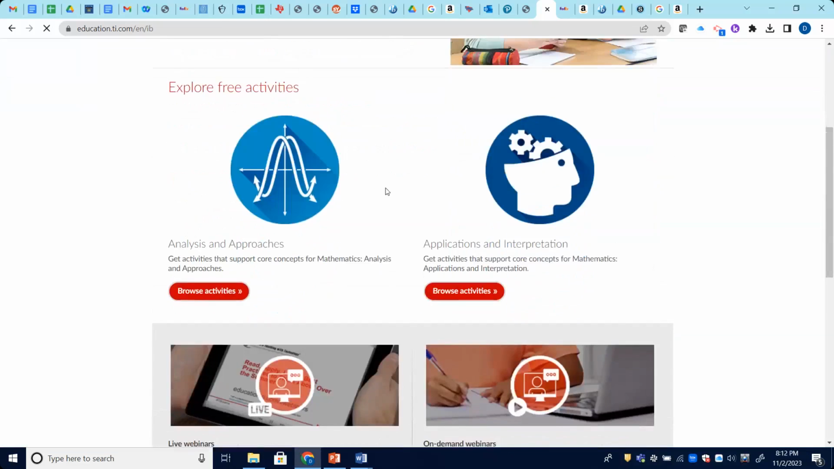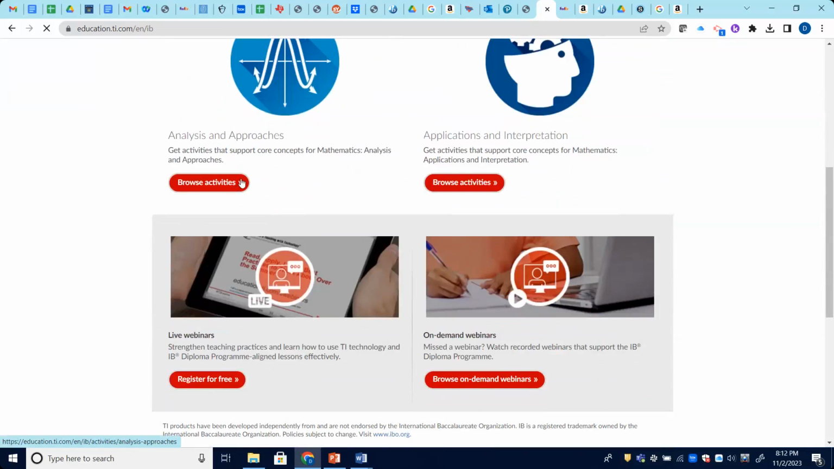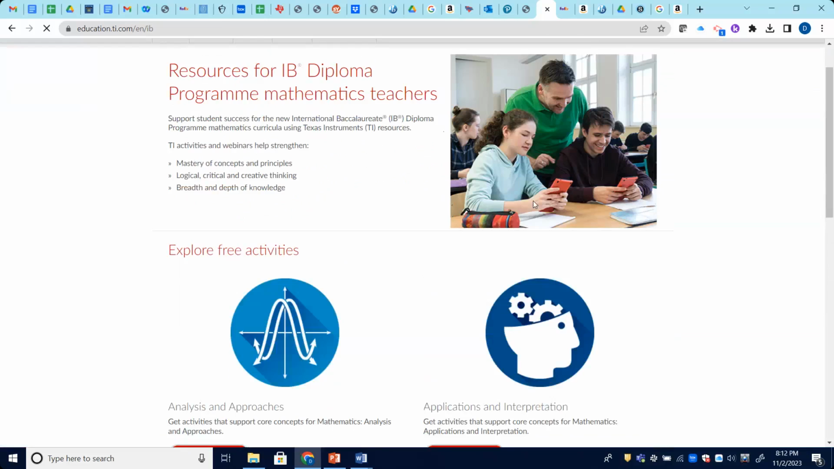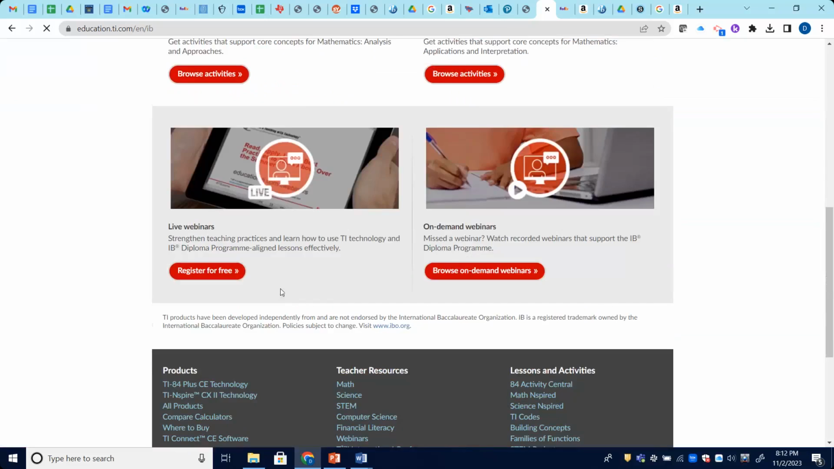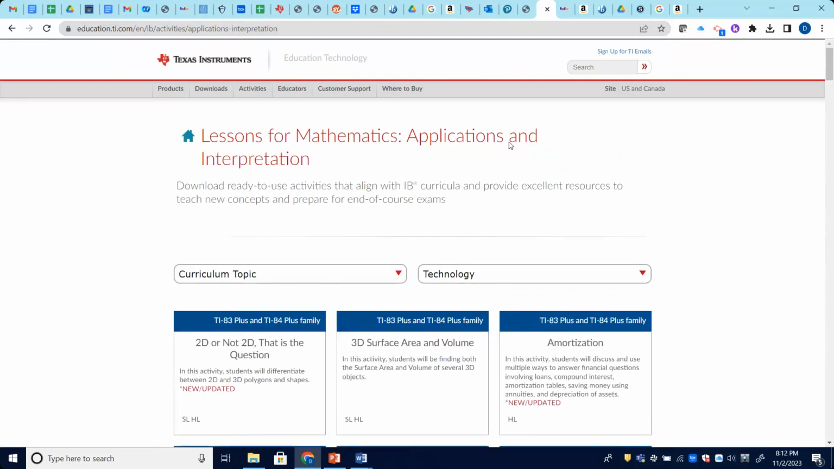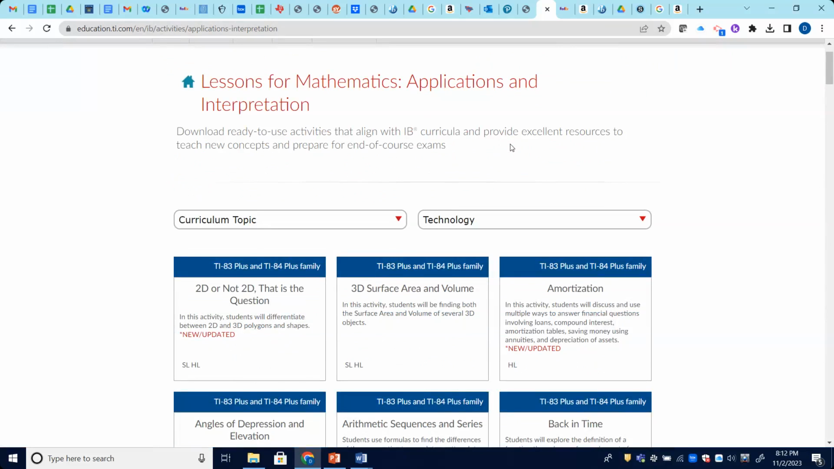Hello. Why is it not working? I don't know why my screen is not working. So this happens. Oh, there it is. It worked when I clicked on the applications and interpretations. I've had some issues, too many tabs.